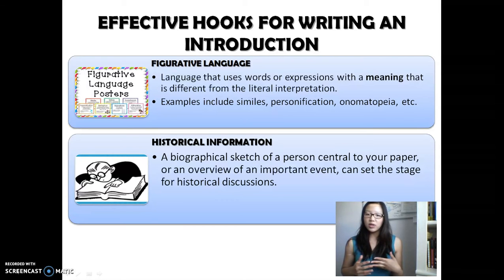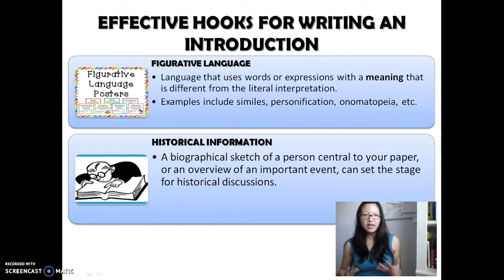Figurative language, as we've worked with before, uses different words and expressions that have meanings that are different than the literal interpretation. This could include similes. So remember, similes are types of comparisons that use like or as. Personification, embodying human qualities to inanimate objects.